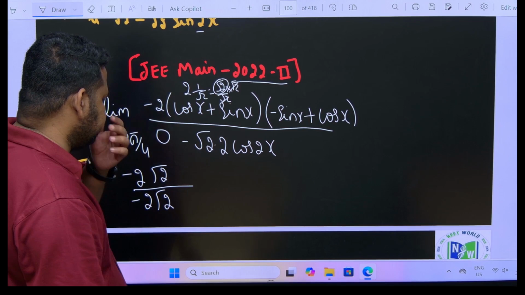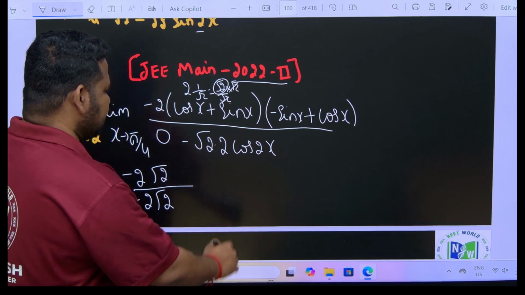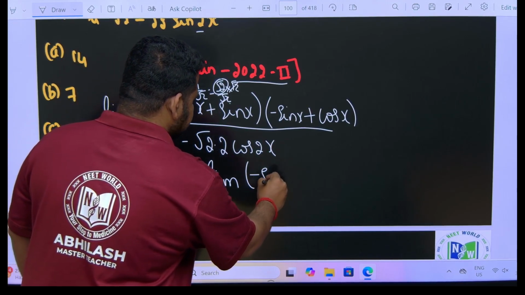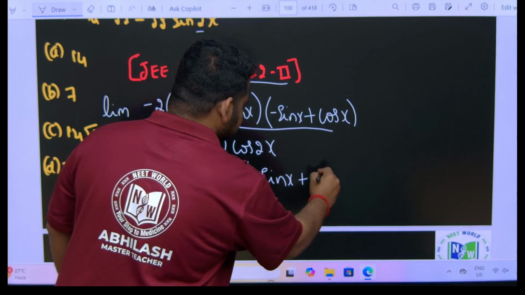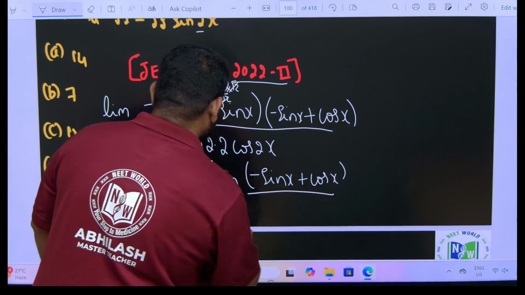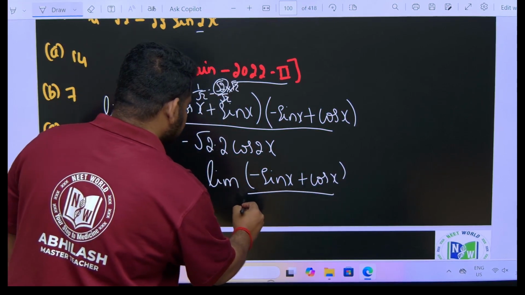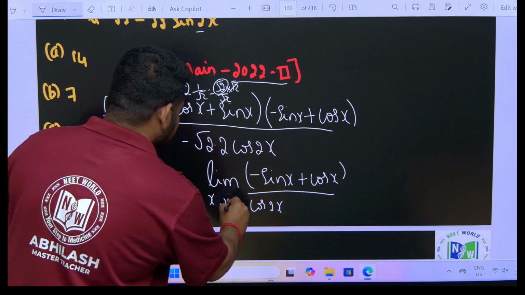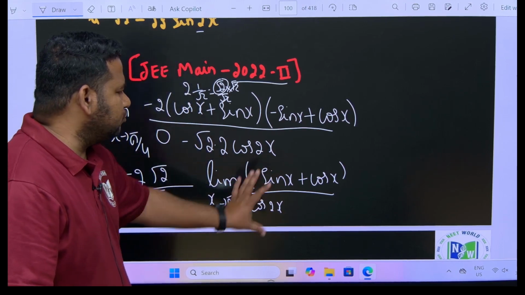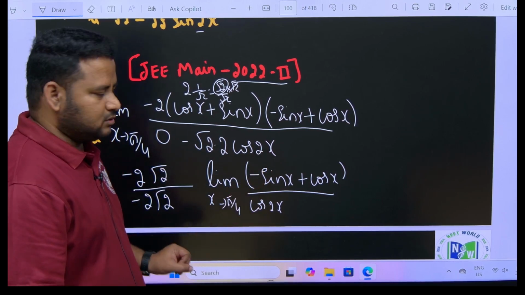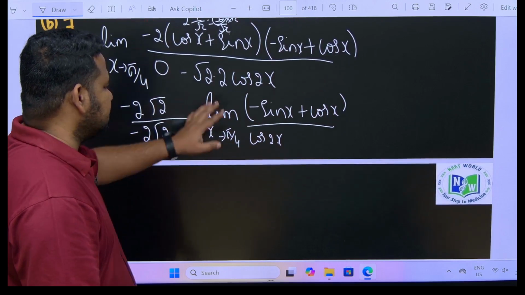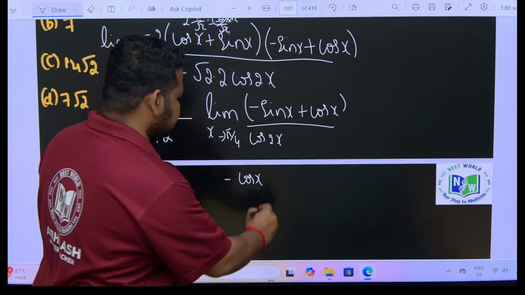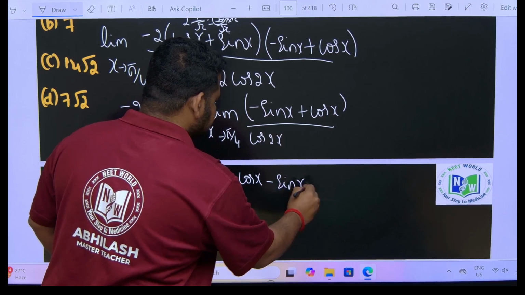Fine. Now, what do we have? We are left with only this thing: limit of minus sin x plus cos x divided by minus, we have taken it outside, cos 2x as x tends to pi by 4. Now we will differentiate only this, that is we will apply L'Hospital rule only for this. Derivative of sin x is cos x. This will become minus cos x because minus is already there. Derivative of cos x is minus sin x. Fine, not a problem at all for us.